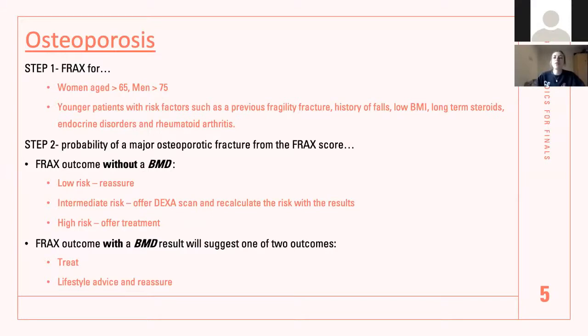You'd then look at the FRAX outcome, and if you didn't have a bone mineral density result and the FRAX outcome was low risk, you just reassure them. If they were intermediate risk, you would then go on to perform a bone mineral density scan for them and recalculate the risk with their results. If they were high risk, you just go straight to treatment. You wouldn't need to do a bone mineral density test as well. If you had a FRAX with a bone mineral density result, you can either treat or just give lifestyle advice and reassure.